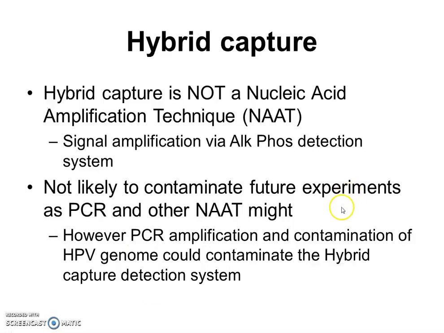So chlamydia and gonorrhea are detected using a strand displacement assay, which is a nucleic acid amplification test that could contaminate future experiments if those products got out into the lab, whereas for hybrid capture there is no chance of that because there is no generation of high copy number DNA.